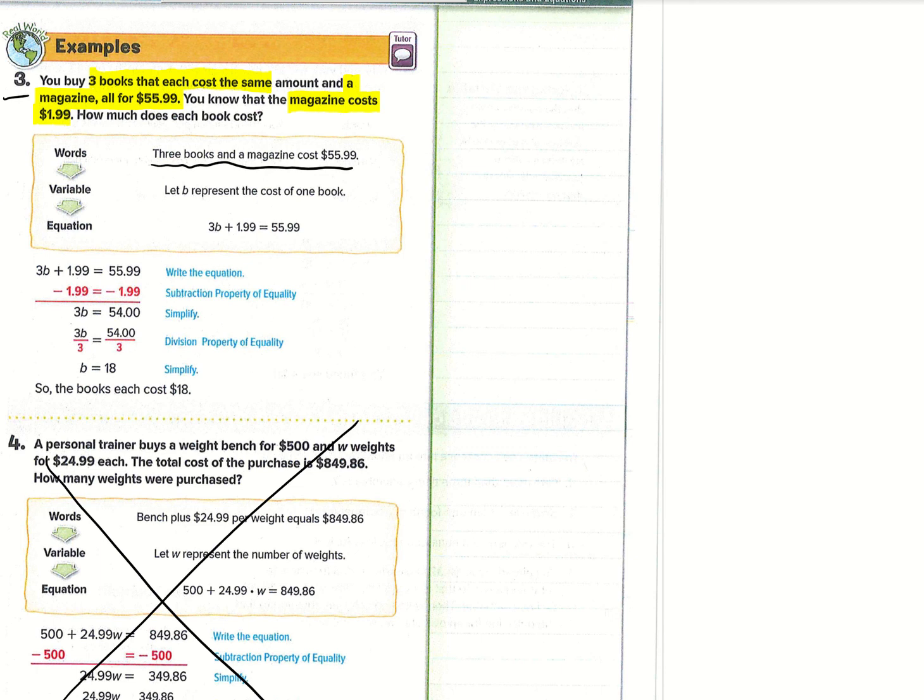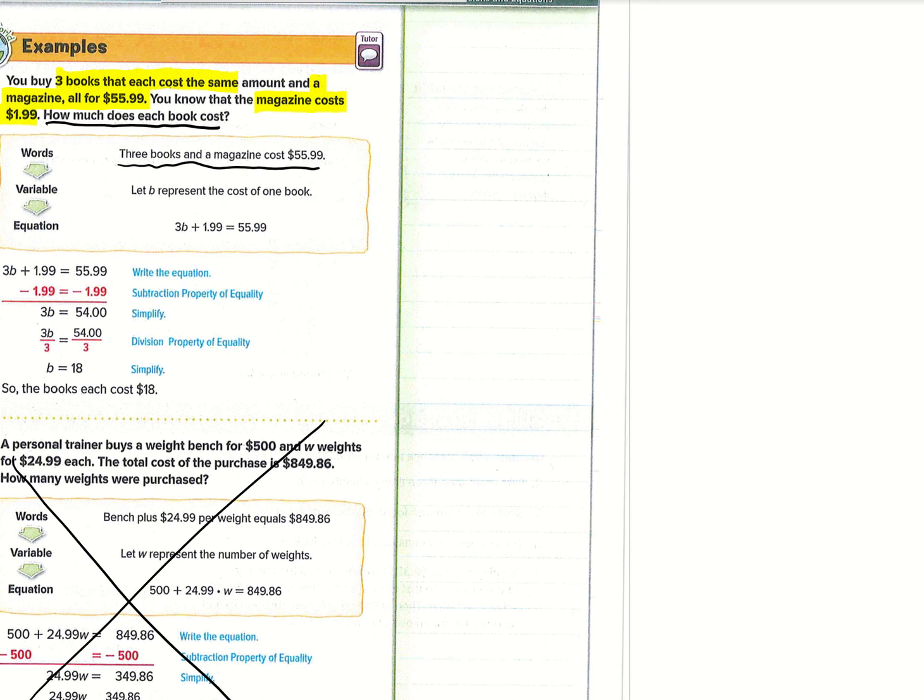Now we can look at the variable. Again, the variable is the unknown. It asks right here, how much does each book cost? So we know that the book cost is unknown. And then they do the same thing, but I'm going to use b to represent each book. All right.